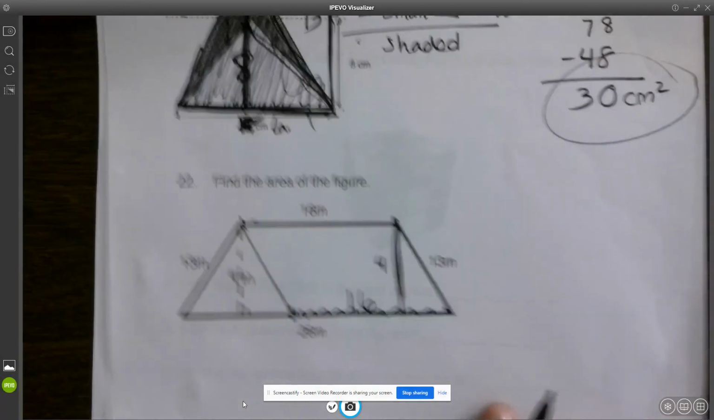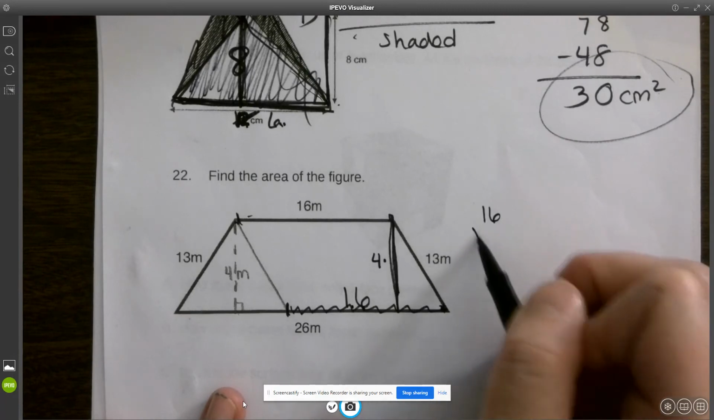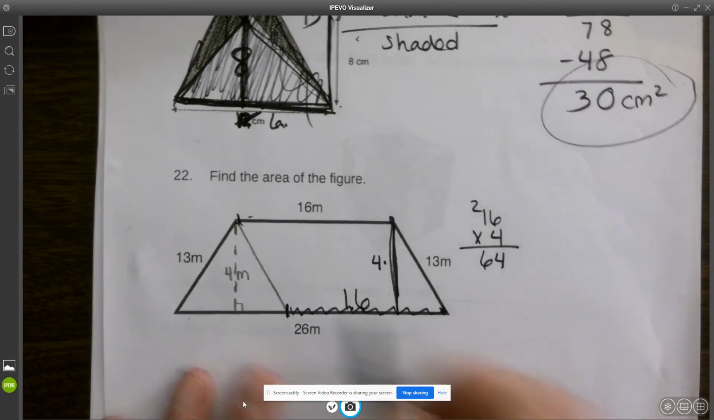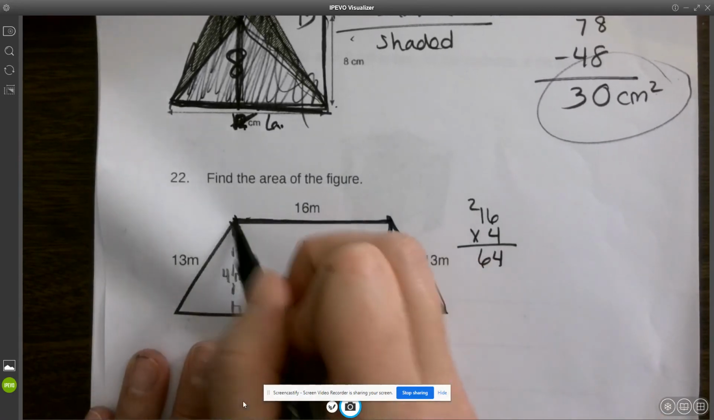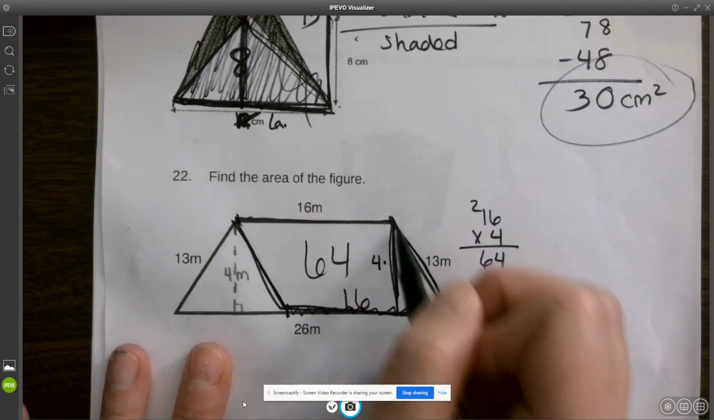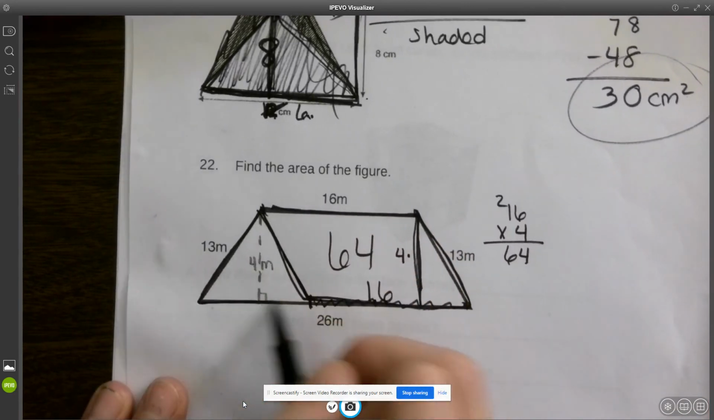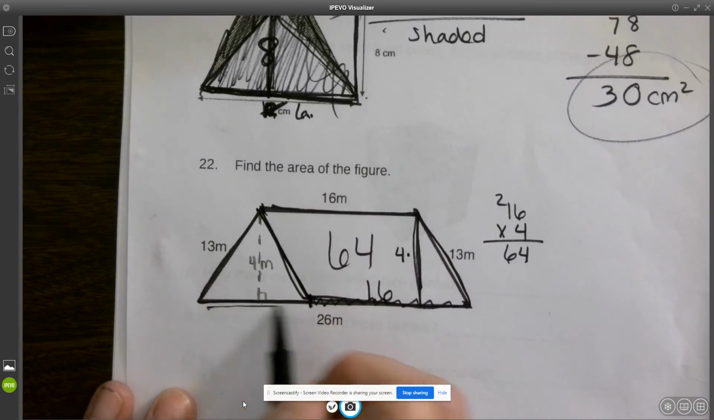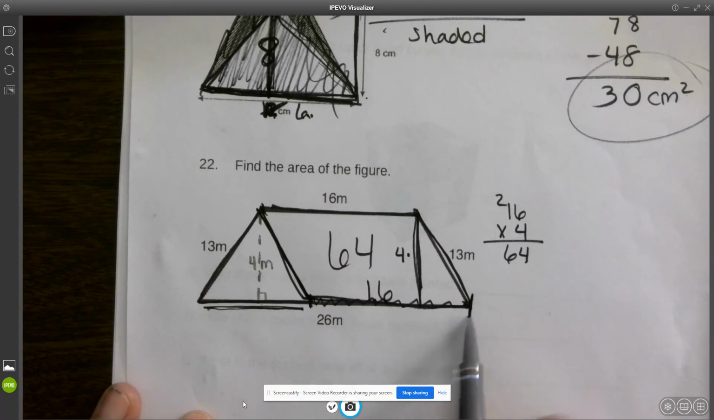So for this parallelogram, it's base times height. So we're going to go 16 times 4. You get 64. So this parallelogram is 64. That wasn't too bad. Just base times height. Now let's find this triangle. We can see that the height of the triangle is 4, but we don't know what the base is from here to here. Well, I can see that they told me from here to here is 26.